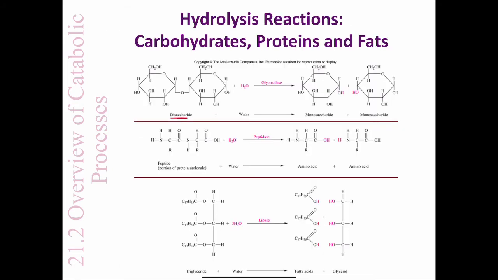A disaccharide can be hydrolyzed by a glycosidase, which breaks a glycosidic bond to produce 2 monosaccharides. A peptide is hydrolyzed by a peptidase, which produces 2 amino acids, and a lipase hydrolyzes the ester bonds in a triglyceride, yielding fatty acids and glycerol.